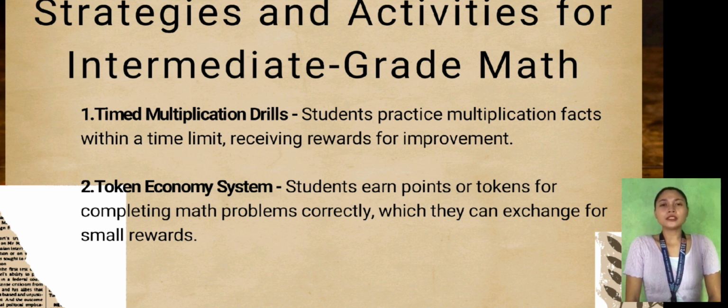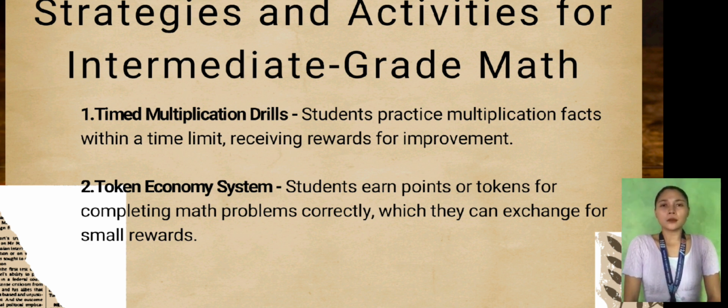Good day, everyone. For today, I am going to discuss the strategies and activities for intermediate grade math. First, timed multiplication drills. Students practice multiplication facts within a time limit, receiving rewards for improvement. For example, a teacher sets a timer for 2 minutes and asks the students to complete as many multiplication problems as they can within the time. This helps students build confidence in their multiplication skills while racing against the clock.